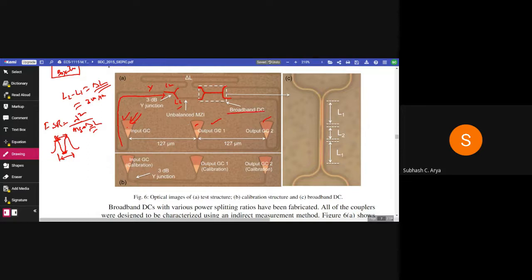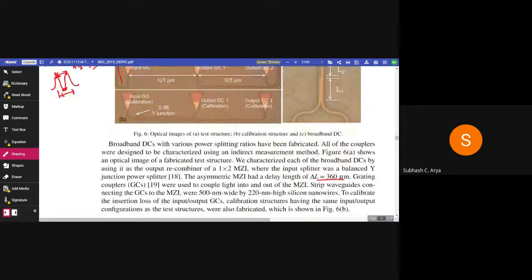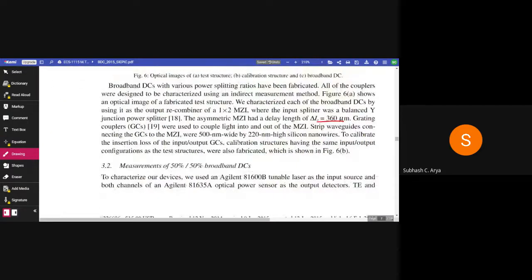So this is the input, and these are the two output grating couplers. The gap between these two is 127 micrometer, which is the standard value. They were used to couple light into the strip waveguide. The waveguides connecting the grating couplers to the MZI were 500 nanometer wide by 220 nanometer high silicon nanowires.